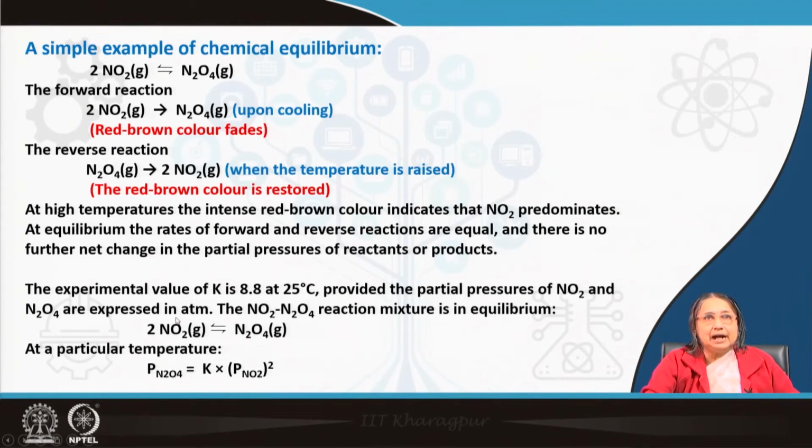Now, both NO2 and N2O4 partial pressures are expressed in atmospheres. Therefore, the NO2-N2O4 reaction mixture is in equilibrium as we see here, and at a particular temperature, say 25 degrees centigrade, the equilibrium expression will be like this. K is nothing but, here it is partial pressure because it is gas, the partial pressure of N2O4 divided by the partial pressure of NO2 to the power 2, that means squared. Okay. This is the expression.